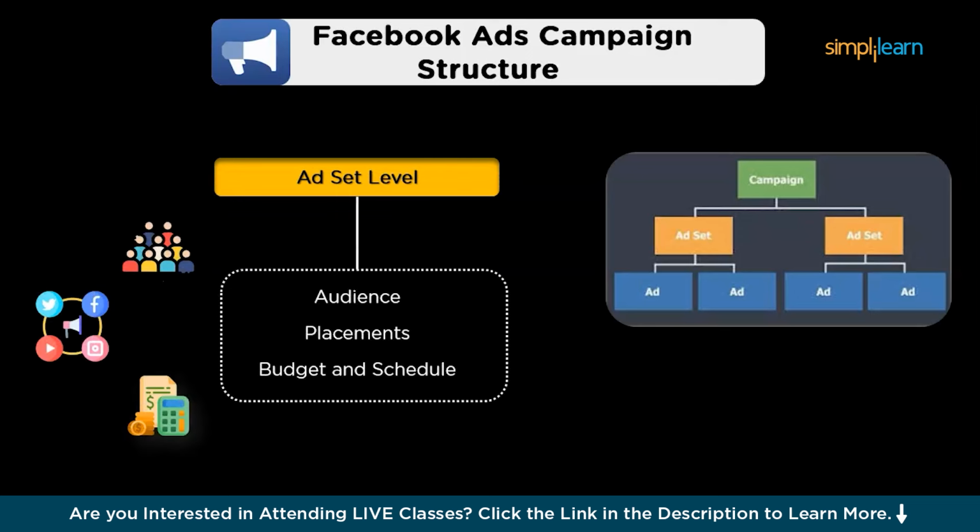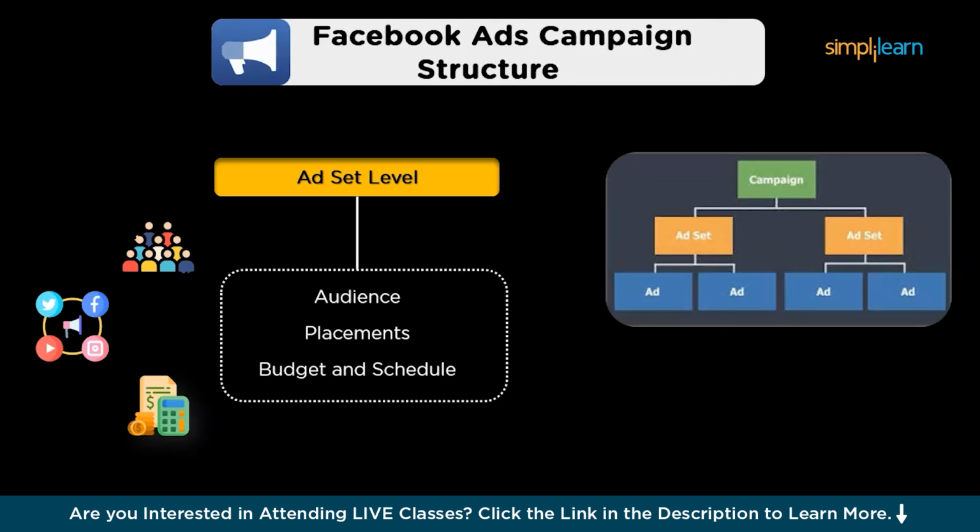Moving down a level, we arrive at the ad set. This is where the magic of targeting happens. Within each campaign, you can create multiple ad sets to test different variables. Here's what you'll configure at the ad set level. Number one, audience targeting. You define who you want to see your ads. This could be based on demographics like age, gender, and location, interests such as fitness or technology, or behaviors like online shopping habits. You can even target custom audiences based on your own custom data or create lookalike audiences to reach new users similar to your best customers.